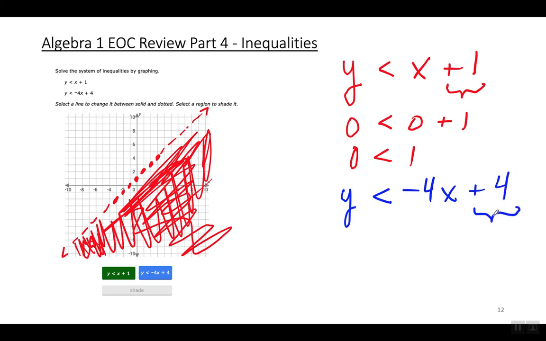So again, first thing is put a dot at the y-intercept, which is positive 4. Now the slope is negative, so the line is going down from left to right, and the rise is 4 and the run is 1. So I go down 4 and to the right 1. 1, 2, 3, 4. Down 4 and to the right 1, or I could go up 4 and to the left 1. Okay, now again, it's not equal to, so I'm going to have a dashed line.